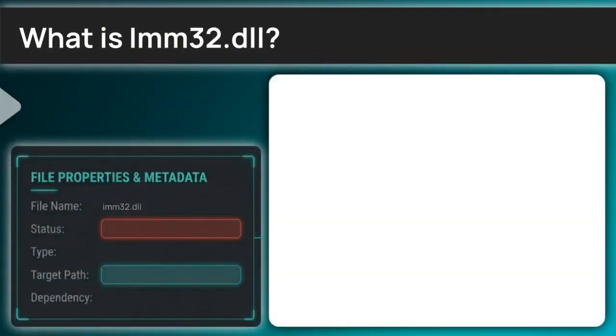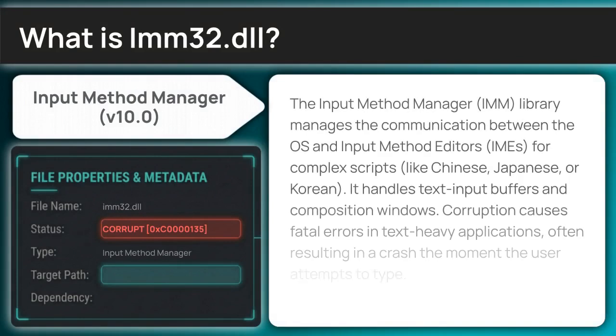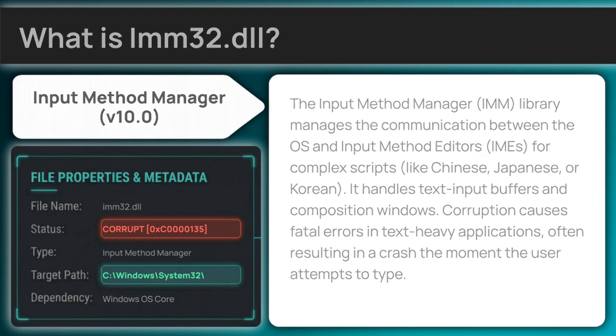This is the imm32. It manages the communication between the OS and input method editors, IMEs, for complex scripts like Chinese, Japanese, or Korean. It handles text input buffers and composition windows. Corruption causes fatal errors in text-heavy applications, often resulting in a crash the moment the user attempts to type. Let's get to work. We'll start with the most common fix for this specific error.